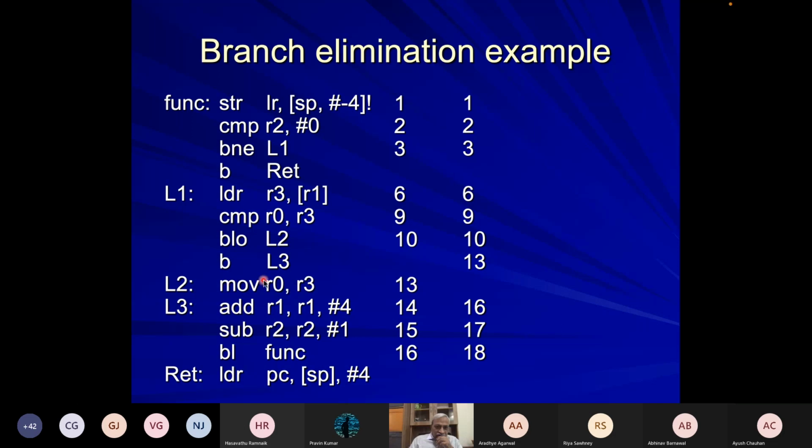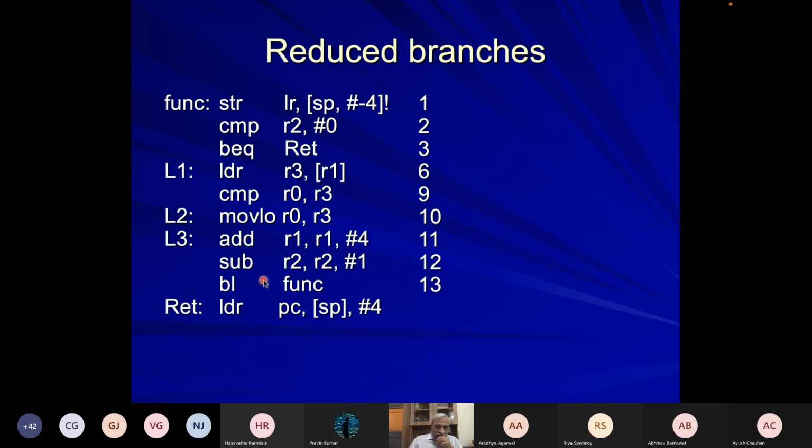So what we can do is make this move operation conditional: move if low R3 to R0. Now if this sequence is being followed, at this point there is no hazard coming because of a branch, and therefore the number of cycles is reduced.